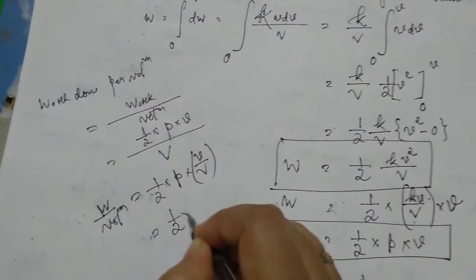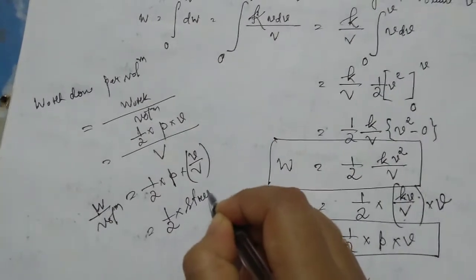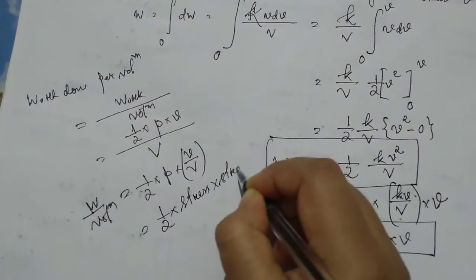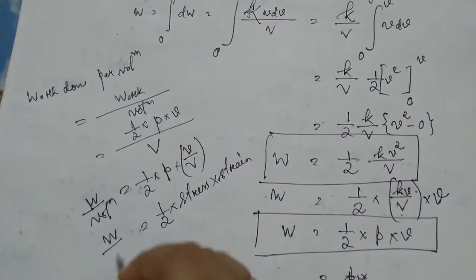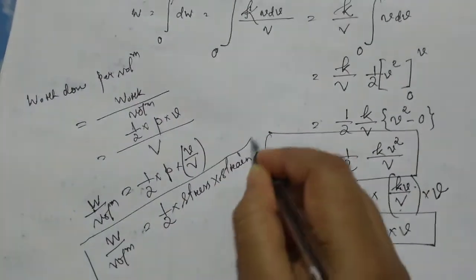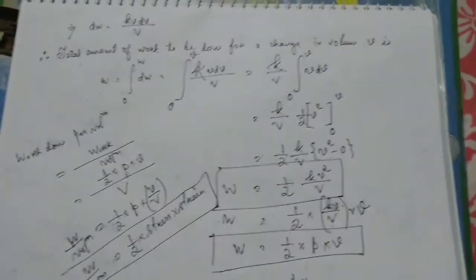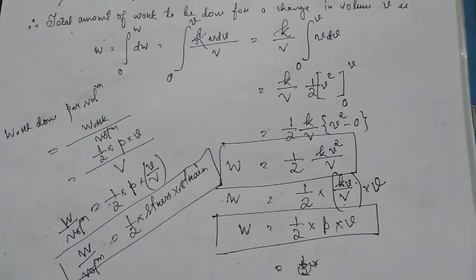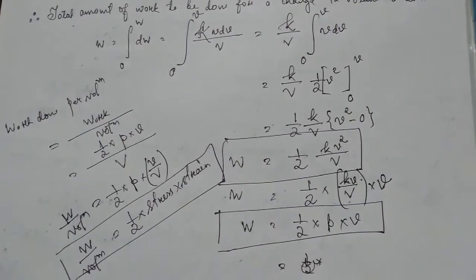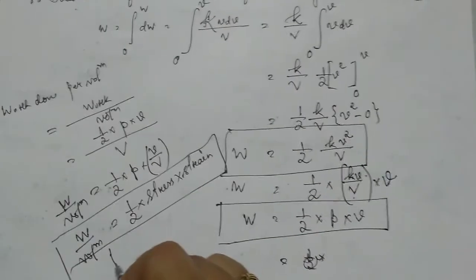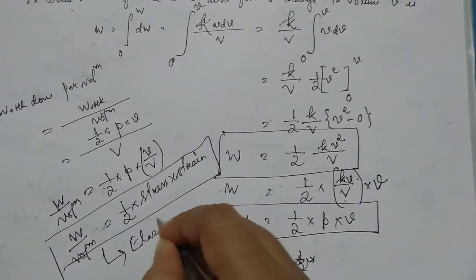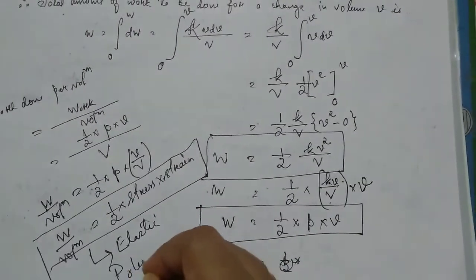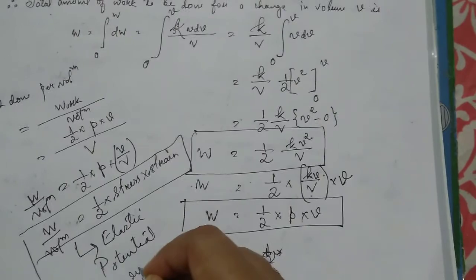You can see that P means stress and this one is strain. So the work done per unit volume. You see, in both cases, the work done per unit volume comes out to be half into stress into strain, and this is also called elastic potential energy.